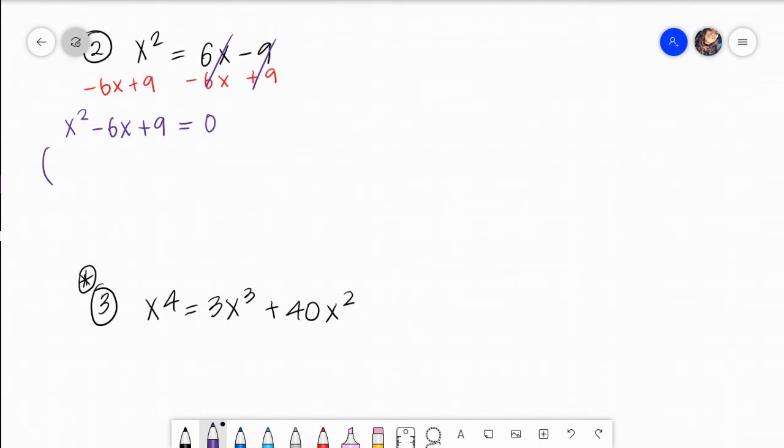I know that because it's squared, I'm going to have 2 factors and it's set equal to 0. I know the first thing I need to do is basically take the square root of x squared, right? x and x. And then looking at my 6 and my 9, what multiplies to give you 9, but then adds to give you 6? Maybe 3 and 3, right?